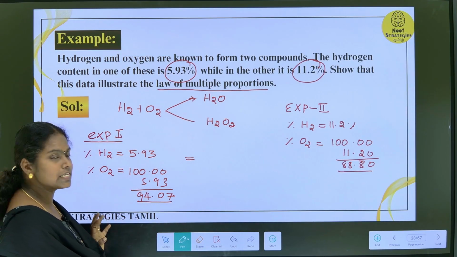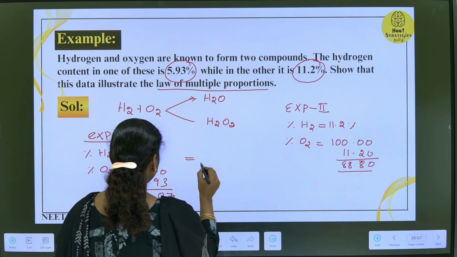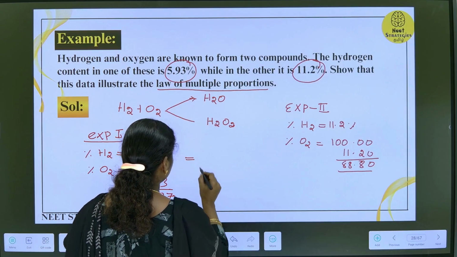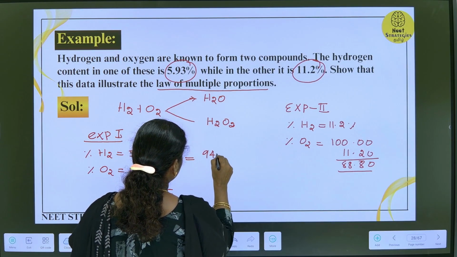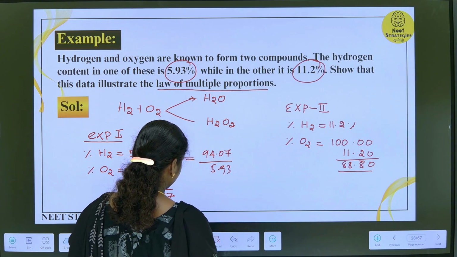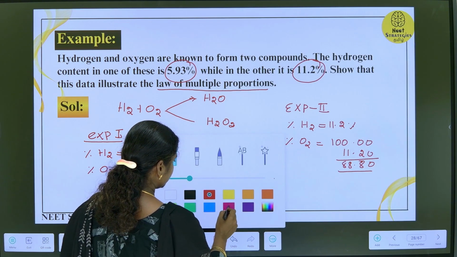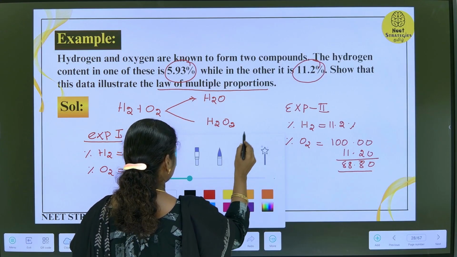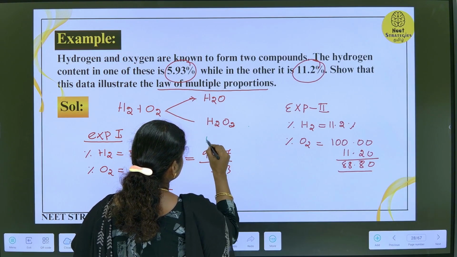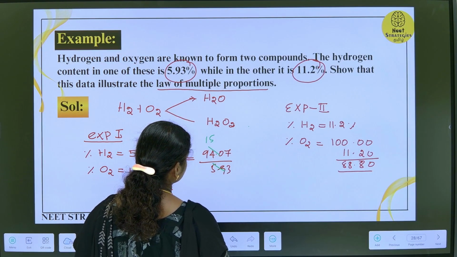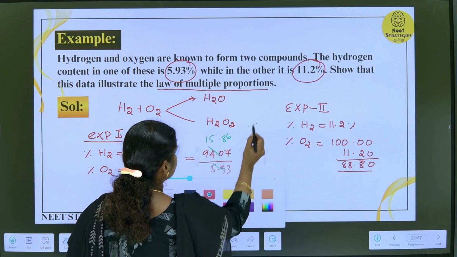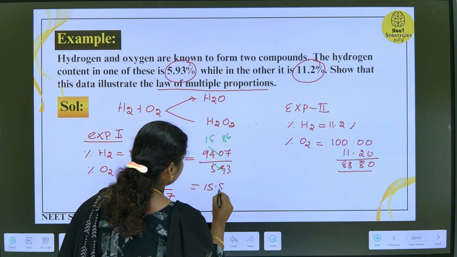In this case, oxygen percentage upon hydrogen percentage, 5.93. Okay, so how much will the percentage of oxygen by hydrogen percent be? For the first one it is 94.07 by 5.93. Simplify this, and you will get 15.86.